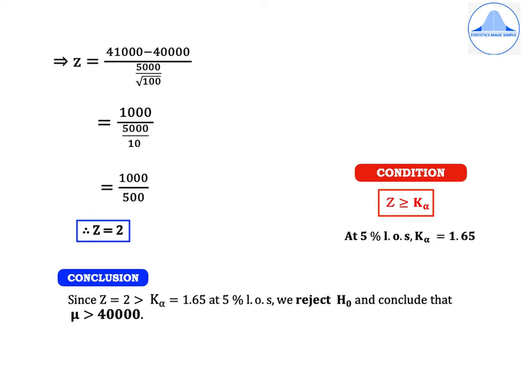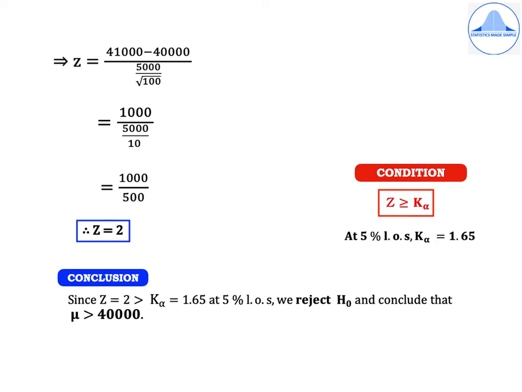Substituting, we get Z equal to 41,000 minus 40,000 divided by 5,000 by root 100, which is equal to 1000 divided by 5,000 by 10, which is equal to 1000 divided by 500, or we get Z equal to 2. Now the condition is going to change because this problem has a right-tailed alternative. So whenever we have a right-tailed test, the condition which we are supposed to use is Z is greater than or equal to K alpha.